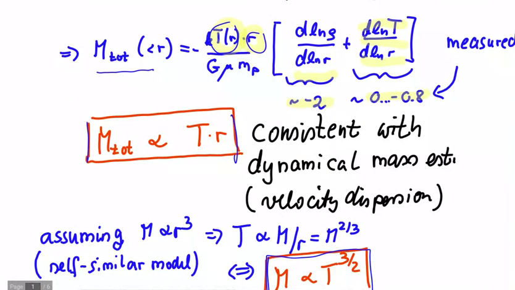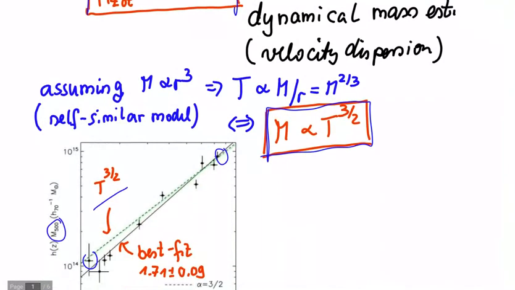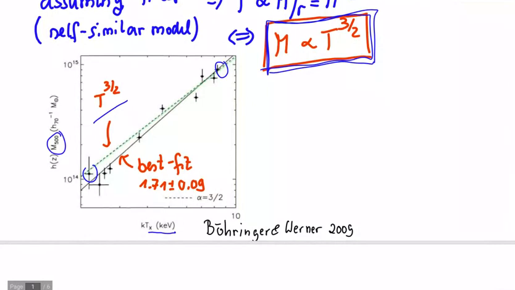Now, the main dependence of the mass is related to the product of temperature and radius. And if we assume now for simplicity that mass scales with r cubed, this is often called a self-similar model or self-similar assumption, which basically tells you that the density is constant and the mass just scales with r cubed. Then we can reformulate this dependence to say that mass correlates with temperature to the 3/2. And this is pretty much confirmed with data.